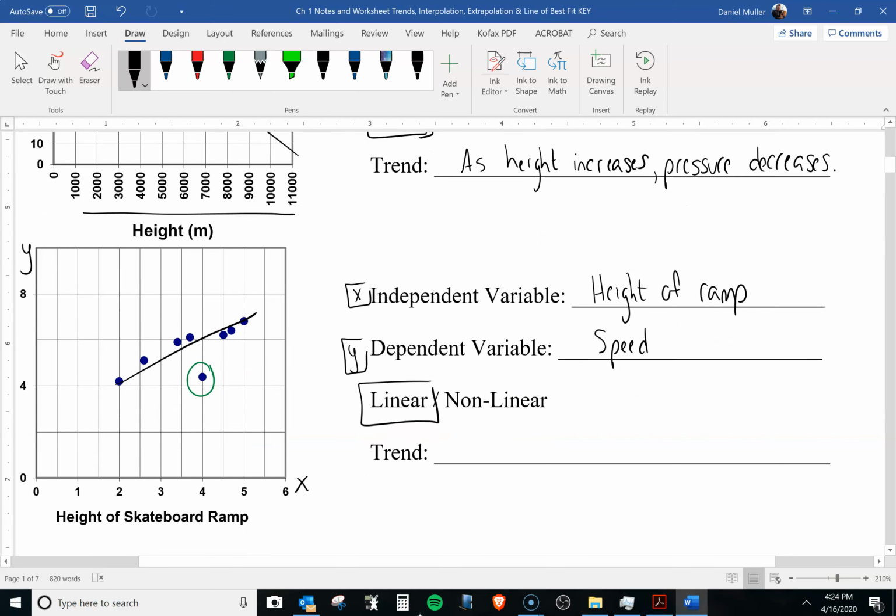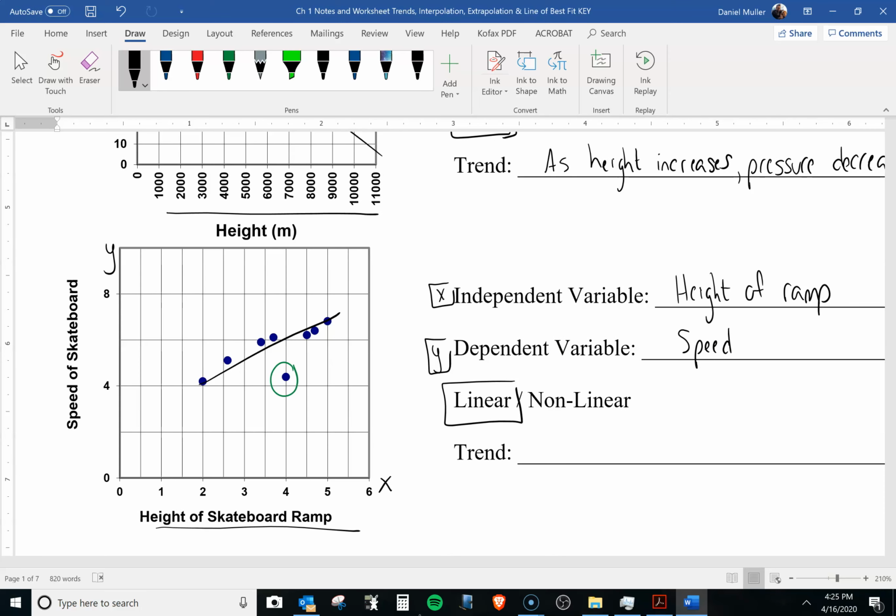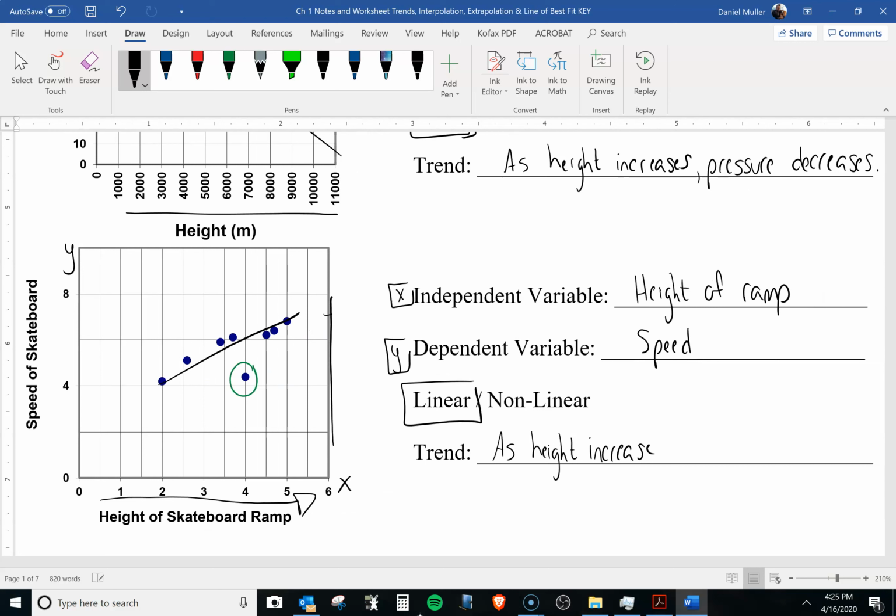And the trend. Well, this kind of makes sense that if the height of the skateboard ramp gets higher, then your speed is also going to go up. So as I like to write this, as the height increases, it's always as the x-axis increases, as you're moving along to the right, what is happening to the y? And the y-axis is things are moving up. So as the height increases, the speed increases. That's what this graph says.